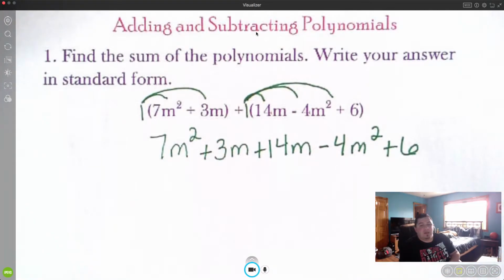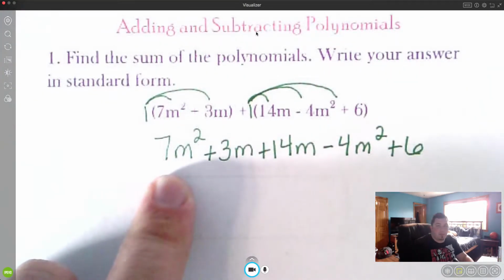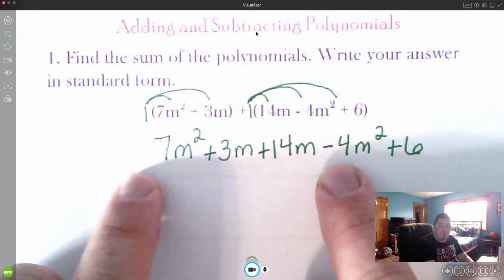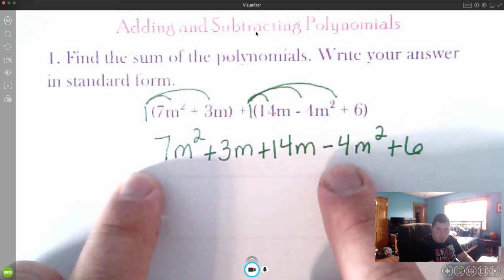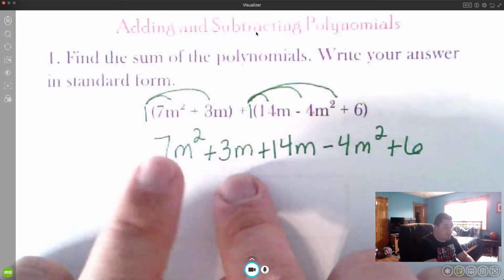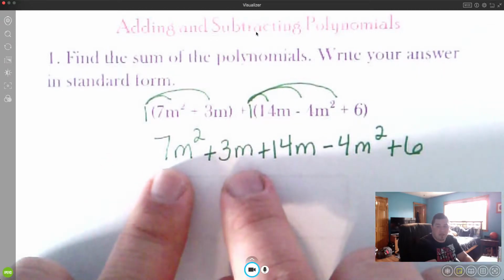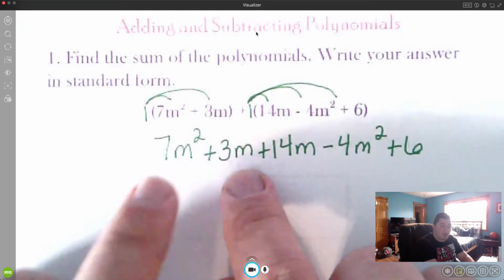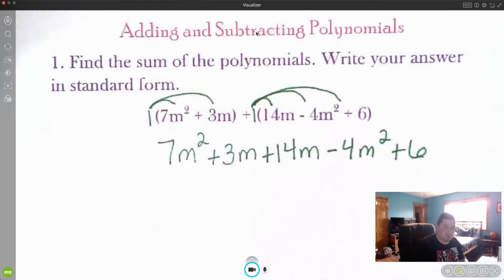From here, we're going to focus on combining like terms. The only thing about adding is you're combining like terms. Like terms are coefficients that have the same variable and exponent. So m squared can combine with another m squared. The coefficients do not need to be the same. However, 7m squared and a 3m are not like terms because this has a squared, this does not have a squared. We can't take them and change them into it. This is where we're at.